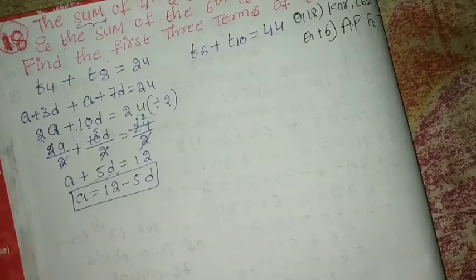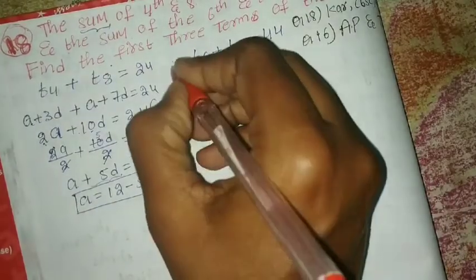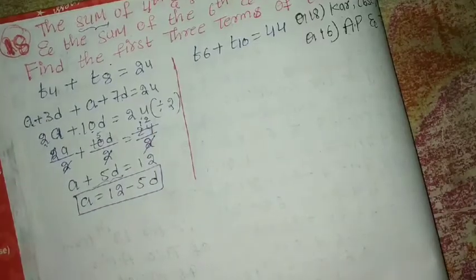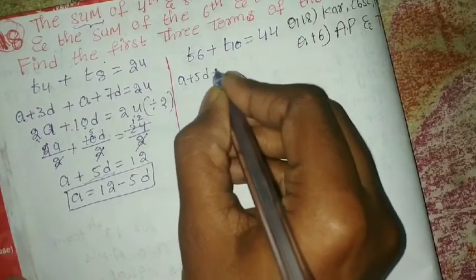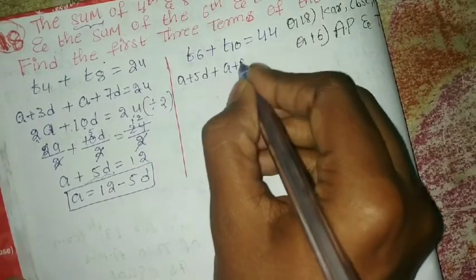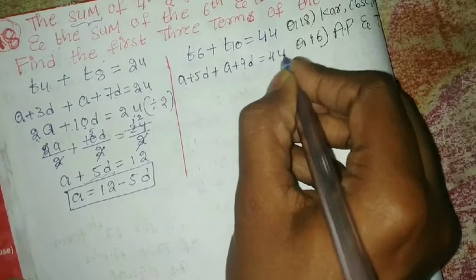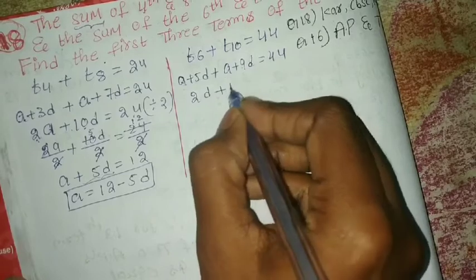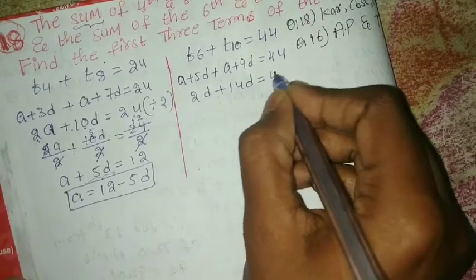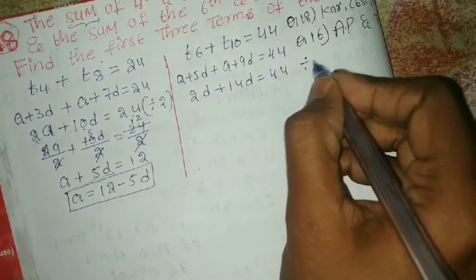Same process for term 6 plus term 10. What is term 6? A plus 5D plus A plus 9D is equal to 44. A plus A is 2A, 5 plus 9 is 14D, is equal to 44. Again you can divide by 2.